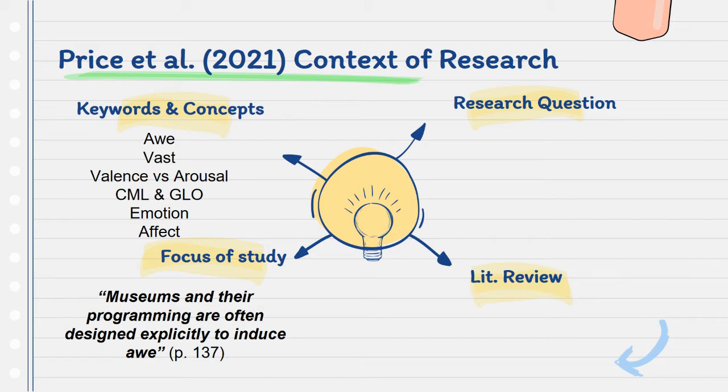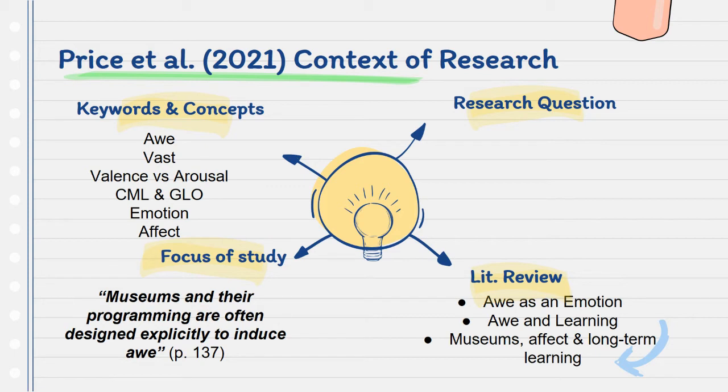Awe is an influential factor in informal learning, and thus museums want to capitalize on it. Price et al. have done a previous study on the same concept with a slightly different focus, so you will see reference to that within the paper. They hypothesized that awe will be different between science and art museums, and that awe will lead to stronger memories of learning due to more emotional engagement.